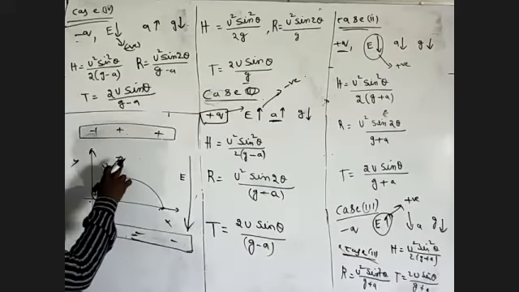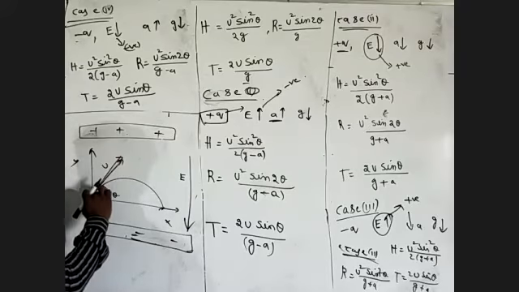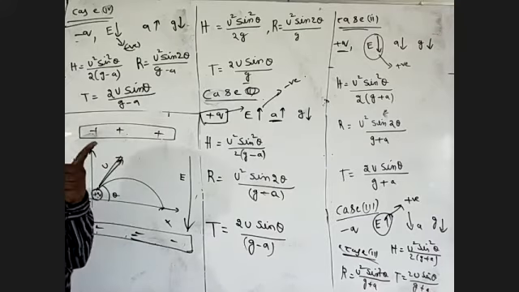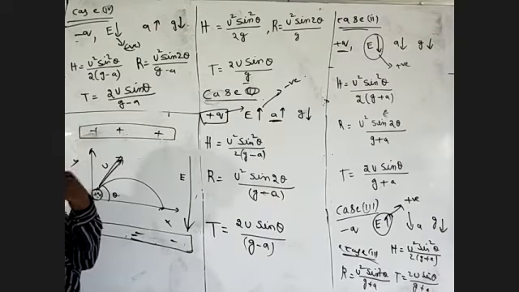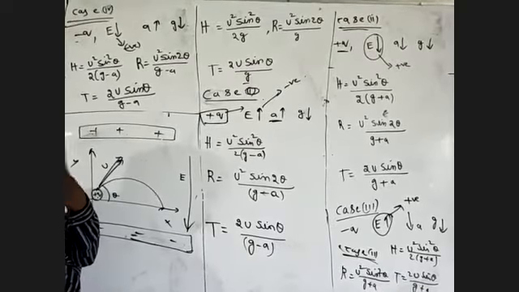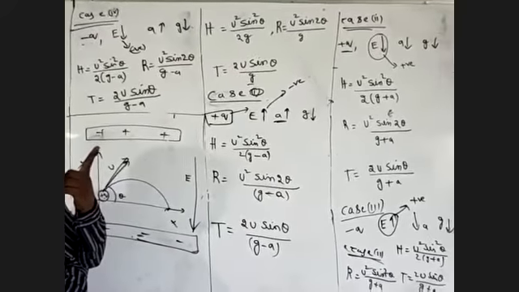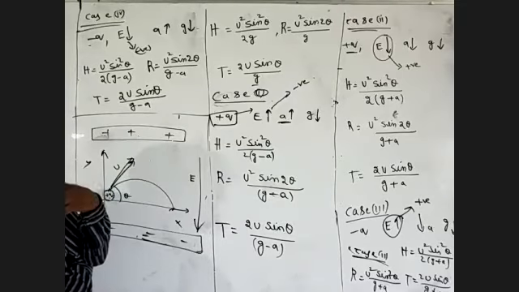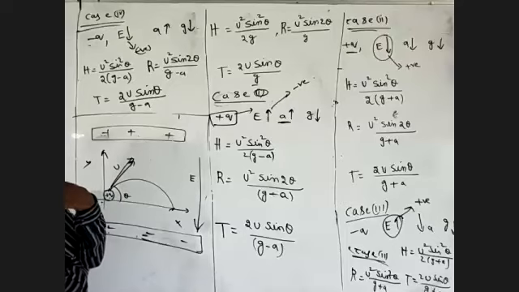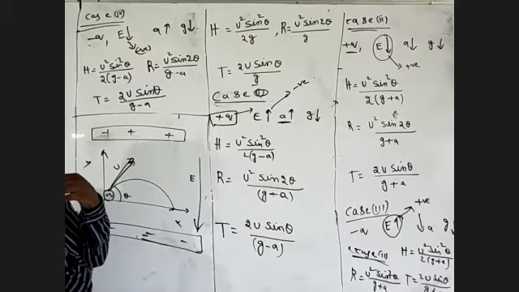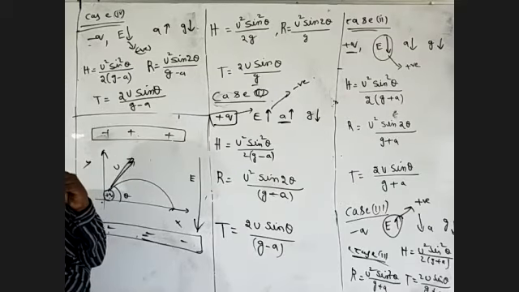The charge is projected with a velocity u in the upward direction, but this positive plate will repel the positive charge downward. Finally it moves in the downward direction. The acceleration of the charged particle is downward, and gravity is also downward. With the electric field downward, you should take the positive: g plus a. Height H is equal to u squared sine squared theta by 2 into (g plus a). Range is equal to u squared sine 2 theta by (g plus a). Time of flight is equal to 2u sine theta by (g plus a).